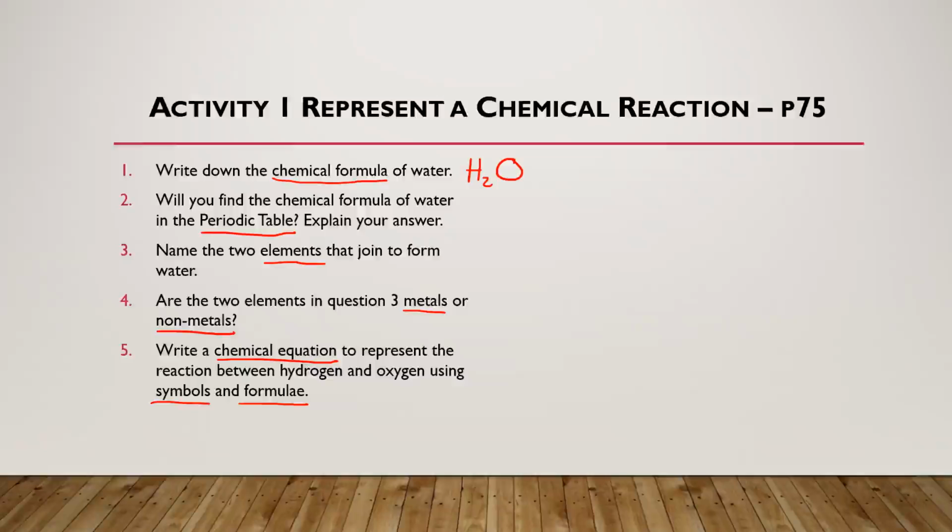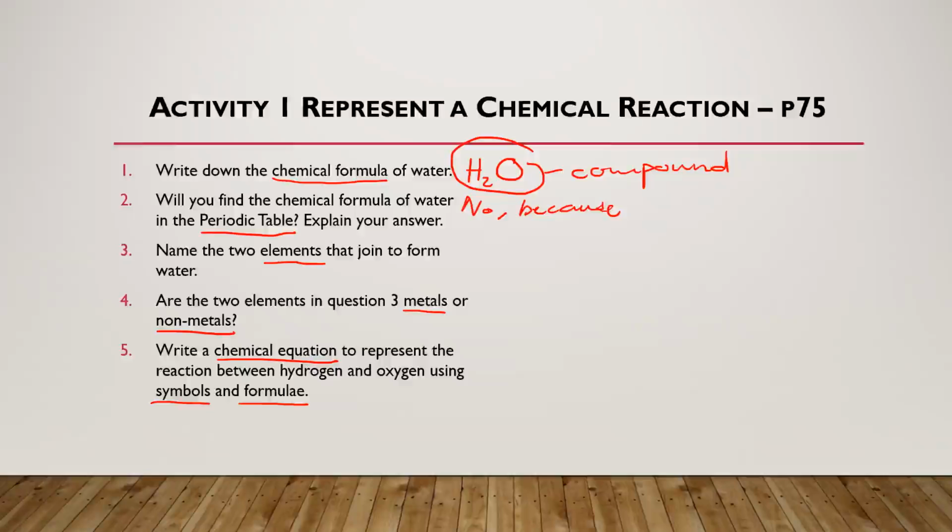Then question 2. Will you find the chemical formula of water in the periodic table? Explain your answer. Well, no, we won't, number 1. And because, let me just write because as nicely as I can. The periodic table doesn't contain compounds, it only contains elements. So yeah, hydrogen is in the periodic table and oxygen is in the periodic table. But at the end of the day, what we need to remember is that this is a compound. This boy is a compound. And because it's a compound, it will not be on the periodic table like that.